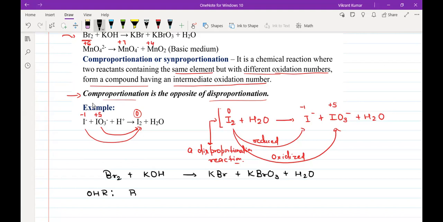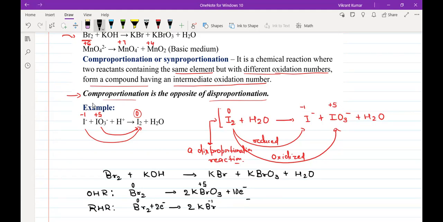So OHR will be Br2 giving KBrO3, and in that we need to write 2 to balance bromine. RHR में again we will write Br2 and we will write KBr on the right side, and again we have to write 2 to balance the Br. Then if you check 0 से plus 5, 5 का change per Br, so there are total 2 Br, so that will be change of 10 electrons. 0 to minus 1, 1 का change per Br, we have 2 Br, so 2 electron.